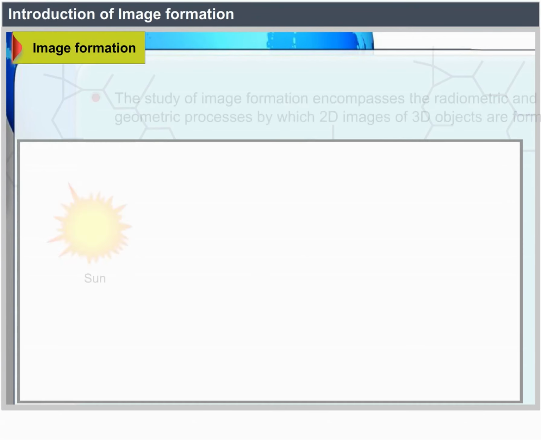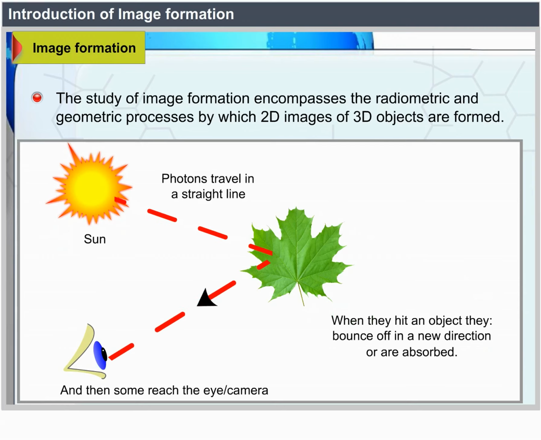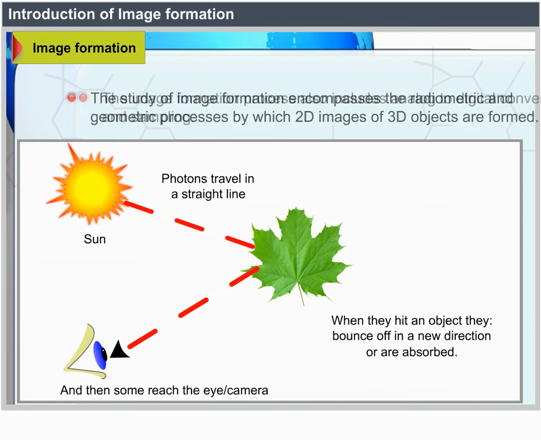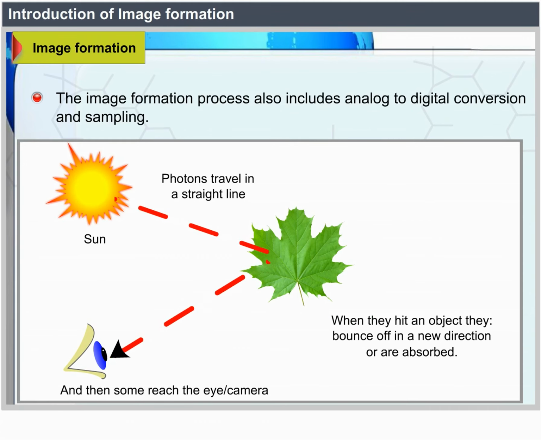Image formation. The study of image formation encompasses the radiometric and geometric processes by which 2D images of 3D objects are formed. The image formation process also includes analog to digital conversion and sampling. The two parts of the image formation process.